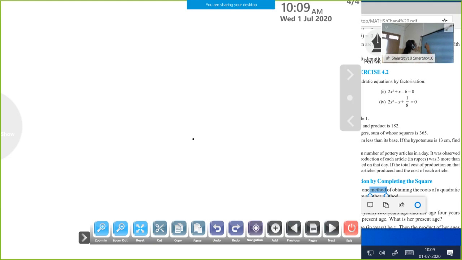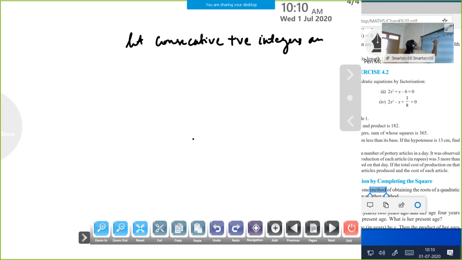Clear? Right. Let the consecutive positive integers be x and x plus 1. Nearby numbers, that is x plus 1. For example 2, 3, 5, 6, 13, 14, then 100, 101, those are consecutive numbers. Like this, x plus 1.